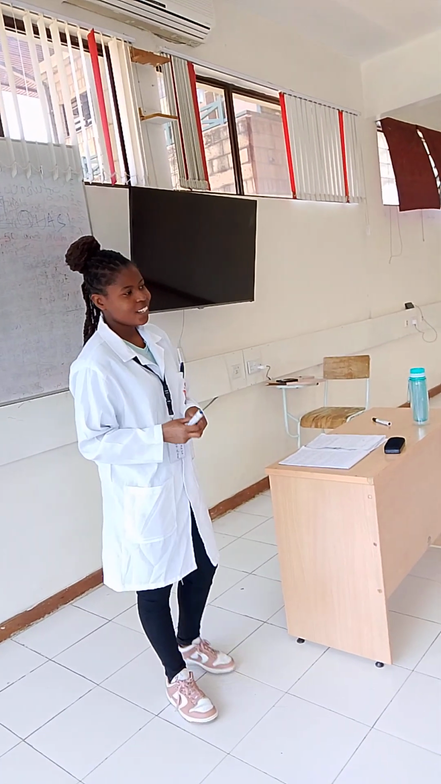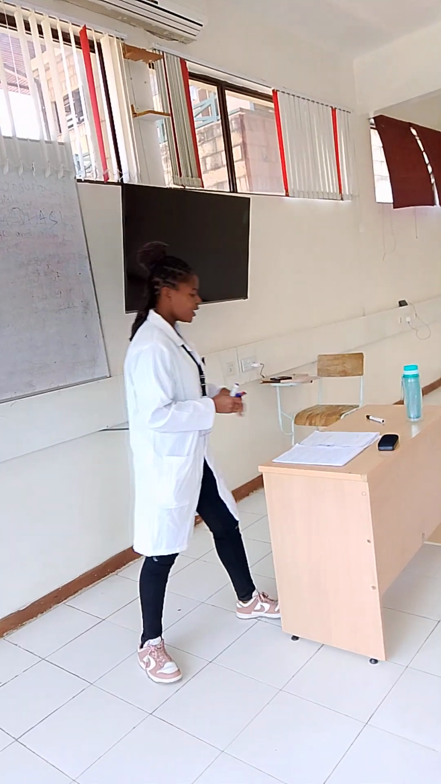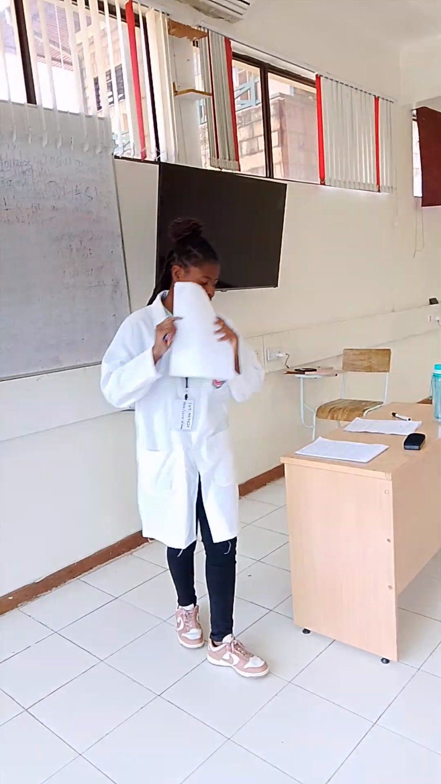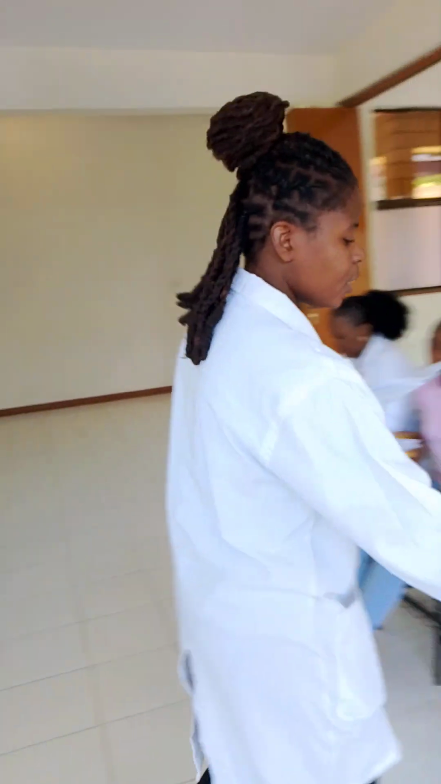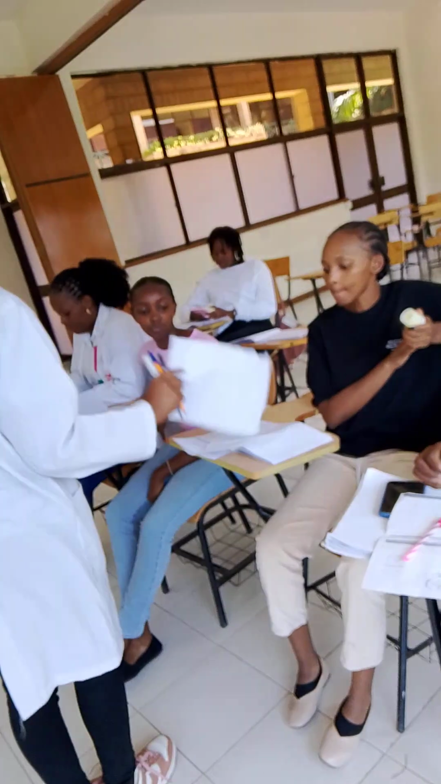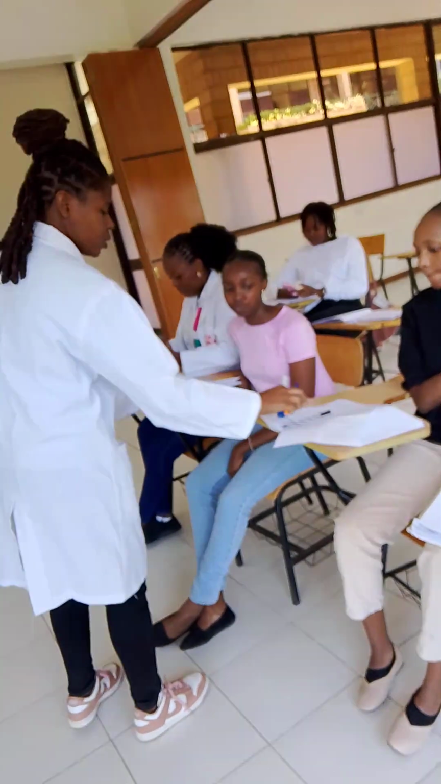My name is Ivy Nekesa, a community health officer in Kibera community. Today I'm here to teach you about the steps followed while carrying out defaulter tracing. So I'm going to give you some writing materials and pens so that you can note down important information as we start our session.